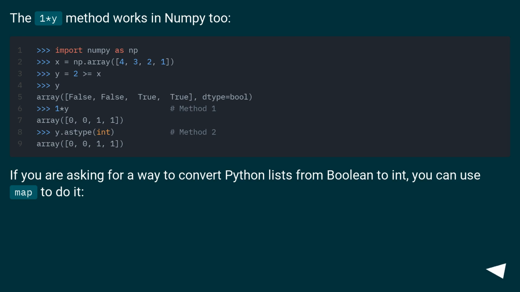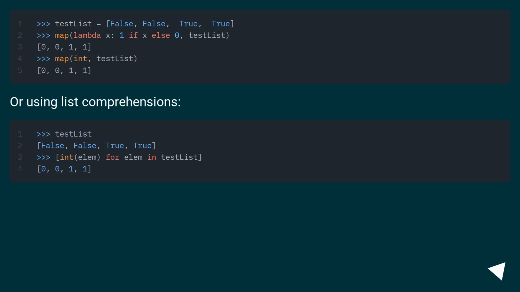If you are asking for a way to convert Python lists from boolean to int, you can use map to do it. Or using list comprehensions.